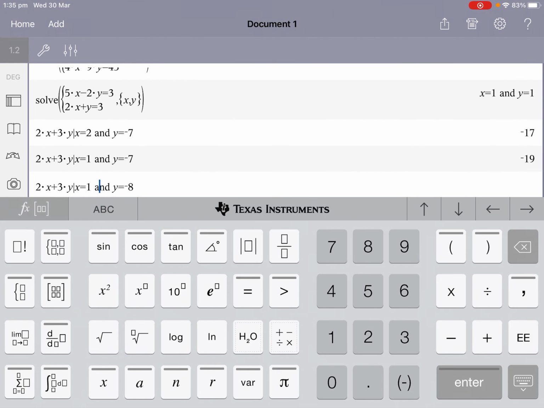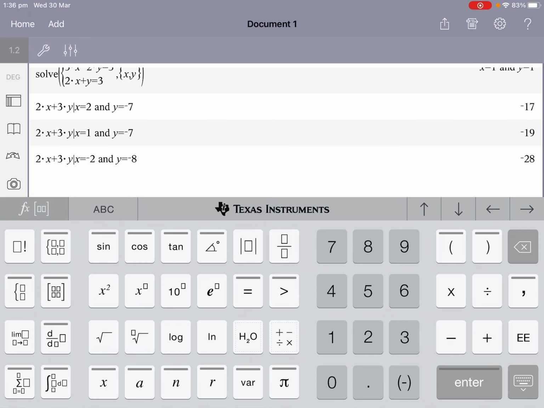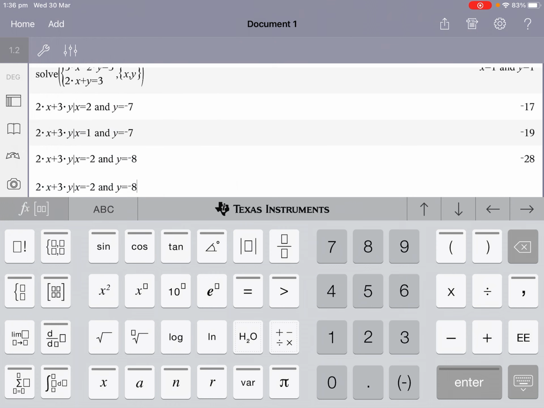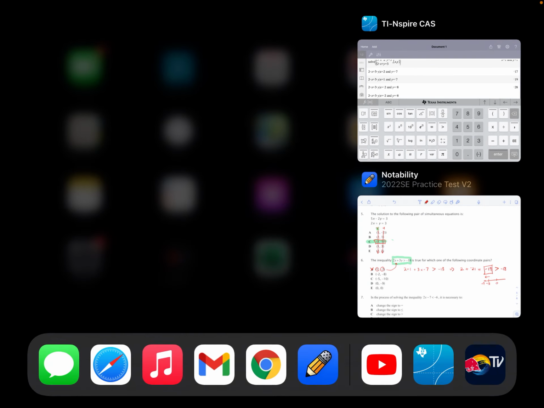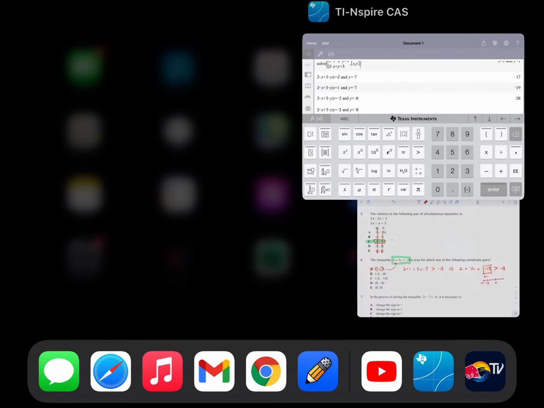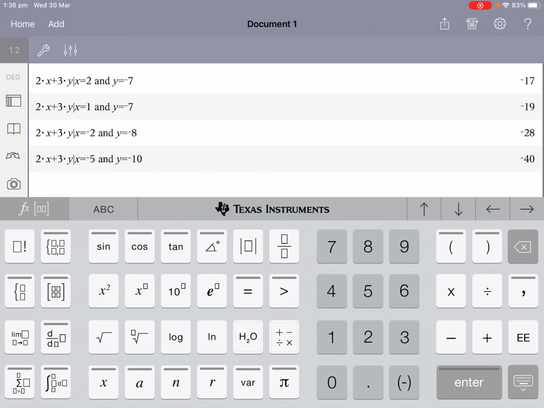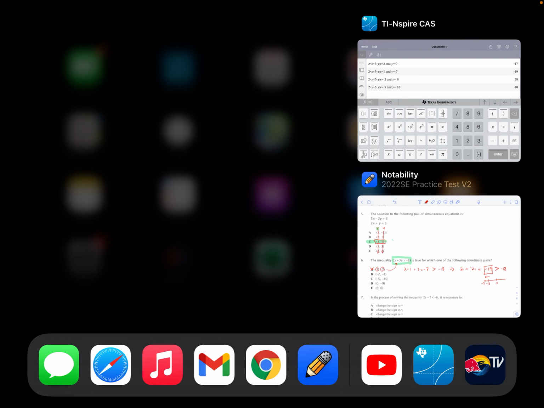So -2 and -8. Hit enter. Is -28 greater than -18? No, it is not. We arrow up, highlight it, hit enter. Try our next value. Next value is -5, -10. So -10 for y and -5 for x. Hit enter. Is -40 greater than -18? No, it's not.